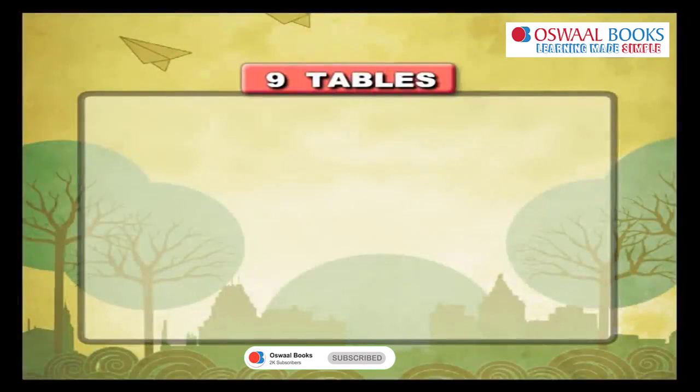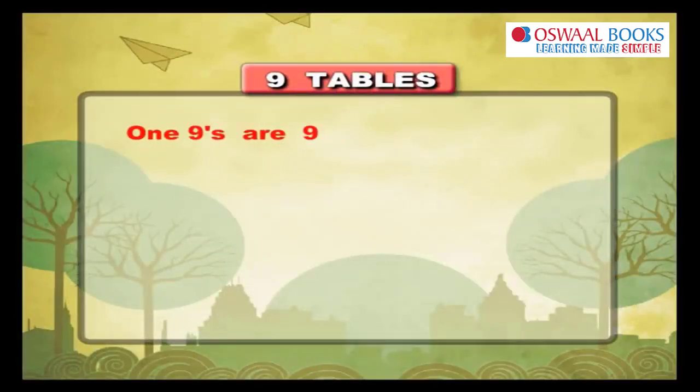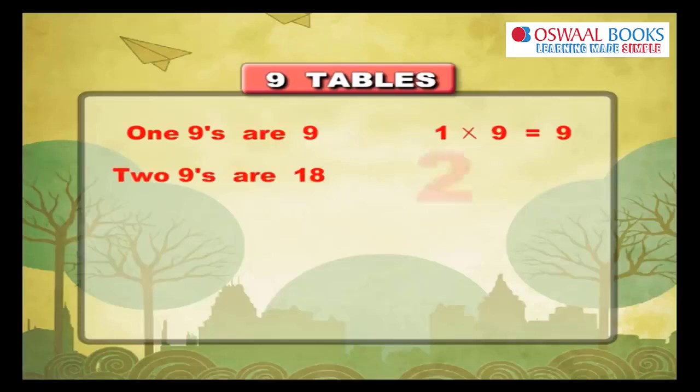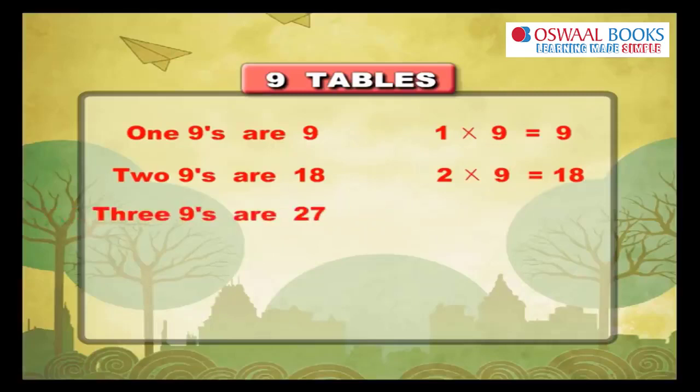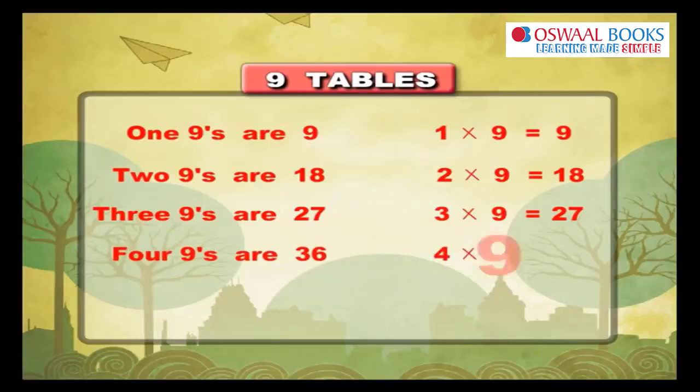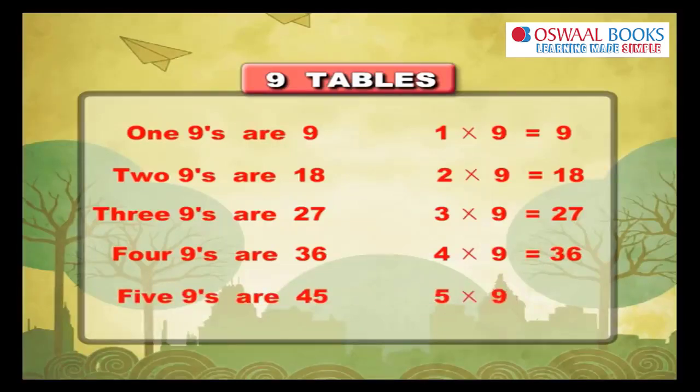9 tables. 1 nine is 9. 1 into 9 is equal to 9. 2 nines are 18. 2 into 9 is equal to 18. 3 nines are 27. 3 into 9 is equal to 27. 4 nines are 36. 4 into 9 is equal to 36. 5 nines are 45. 5 into 9 is equal to 45.